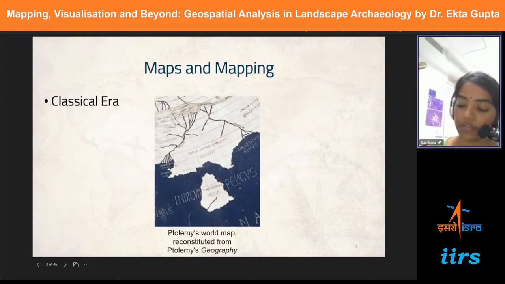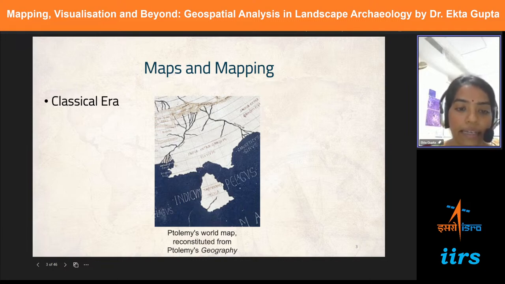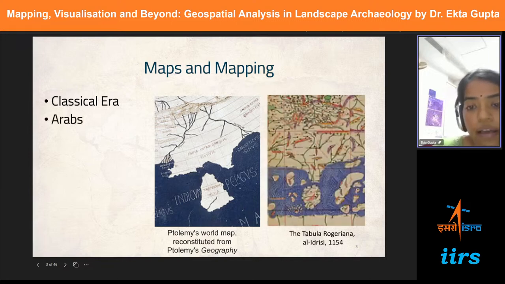We have maps. If we talk about early maps, so proper maps, like I would say, scientific maps started coming from the classical era. So this is one of the earliest maps, Ptolemy's world map, which depicts the entire world, but in a crude form. But it was very scientific at that time. So these maps give us some historical information about certain sites which were known then.